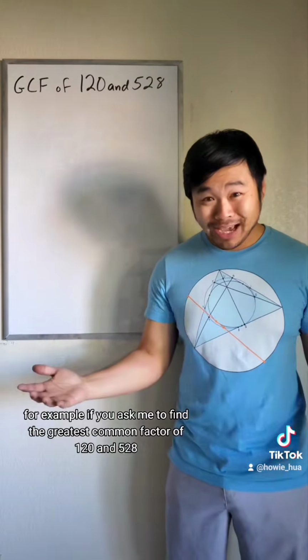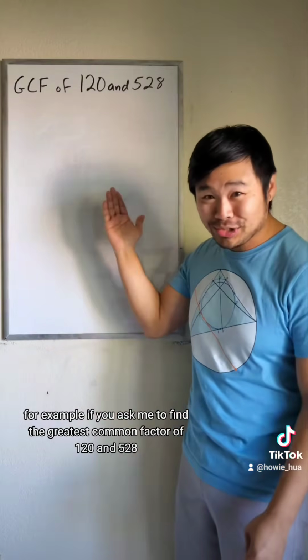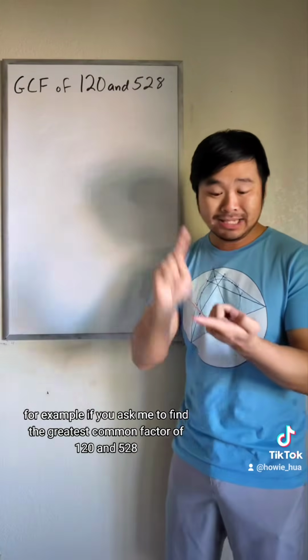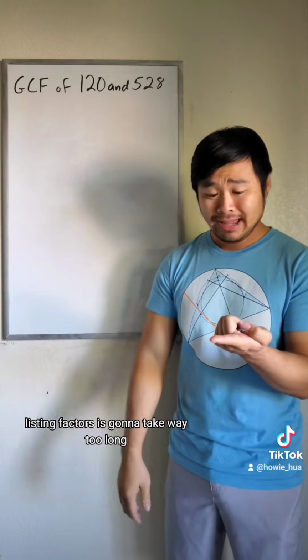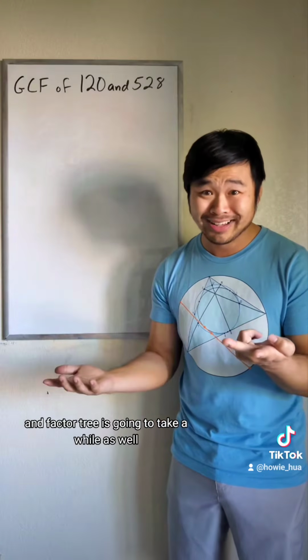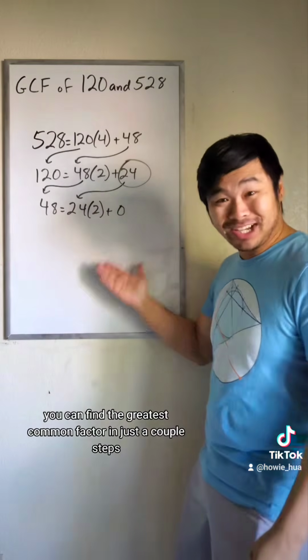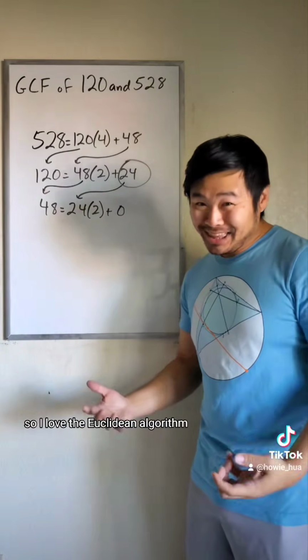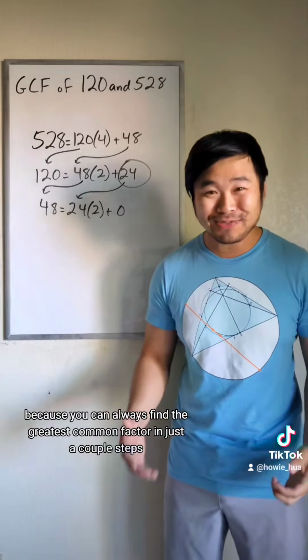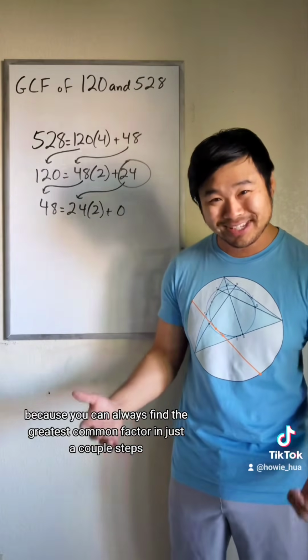For example, if you asked me to find the greatest common factor of 120 and 528, listing factors is going to take way too long, and factor tree is going to take a while as well. But with the Euclidean algorithm, you can find the greatest common factor in just a couple steps. So I love the Euclidean algorithm because you can always find the greatest common factor in just a couple steps.